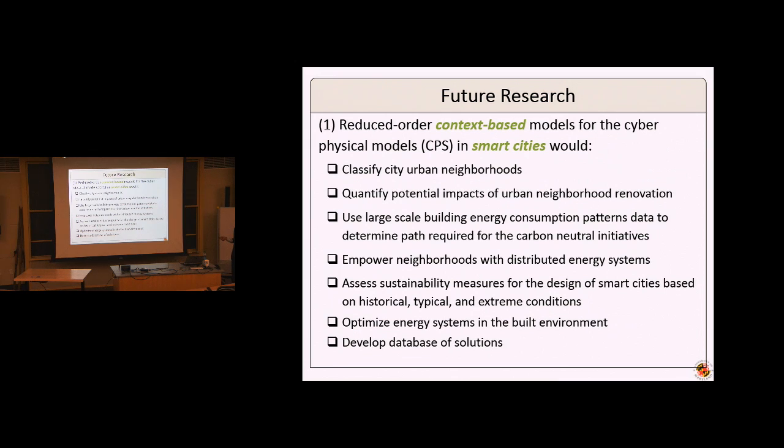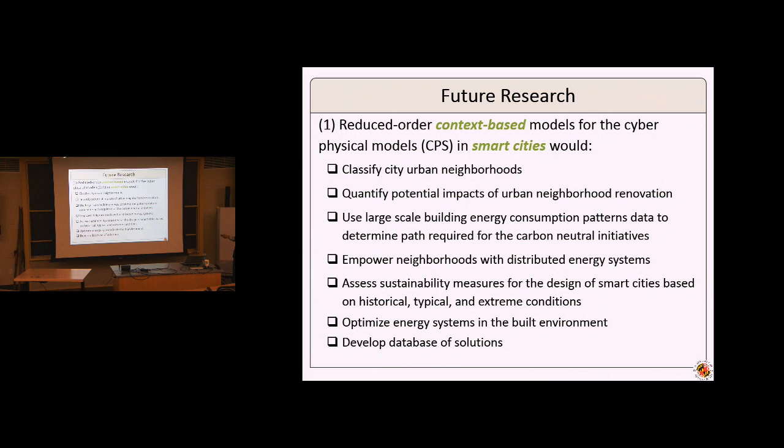For example, for the first topic, I could look at the different neighborhoods in the city. I could make sure I quantify the influence of those urban neighborhoods. I could have larger scale modeling for that, and I could define paths required for the carbon neutral initiatives. We could empower the neighborhood with distributed energy systems, because if we have the energy predictive model for that, we could make it happen. We could look at different sustainability measures. We could try to optimize the energy systems, especially focusing on the buildings. And ultimately, one of the things that might be possible when you are looking at the cities is that they may have different neighborhoods, but at some point, I believe there are similarities, so we could develop a database of solutions and just borrow those values instead of running simulations blindly.